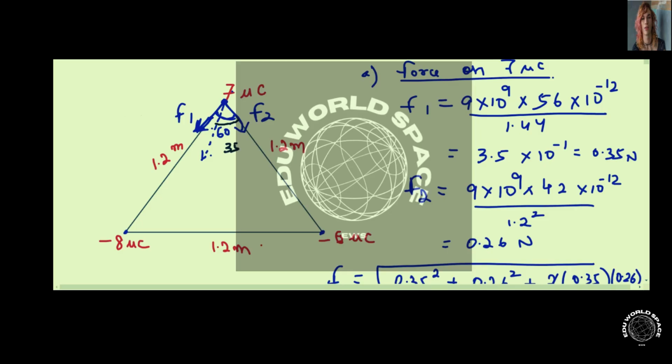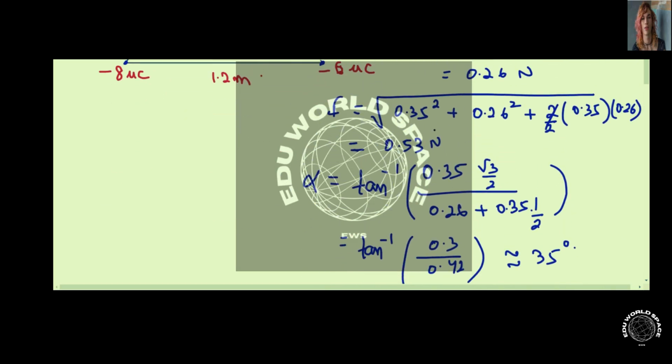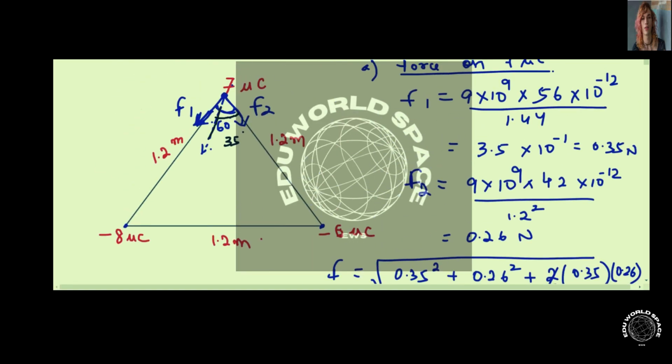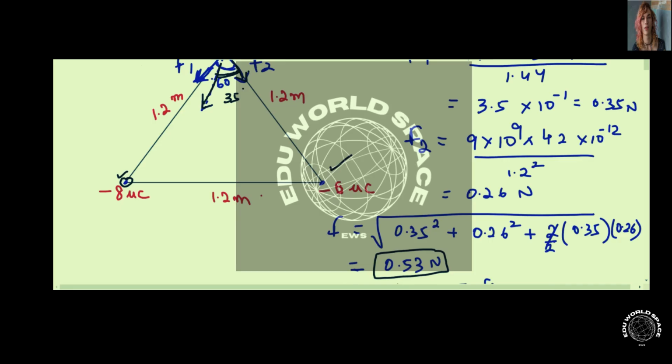That means we can say the magnitude will be what we found here as 0.53 Newton, and in the direction of 35 degree with respect to this edge. Similarly, we will find the net force on this minus 8 microcoulomb and minus 6 microcoulomb. So one of them let us do. Let's say we will find magnitude of the force here.